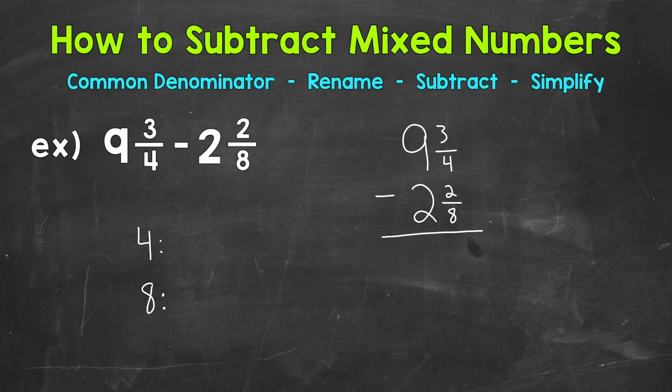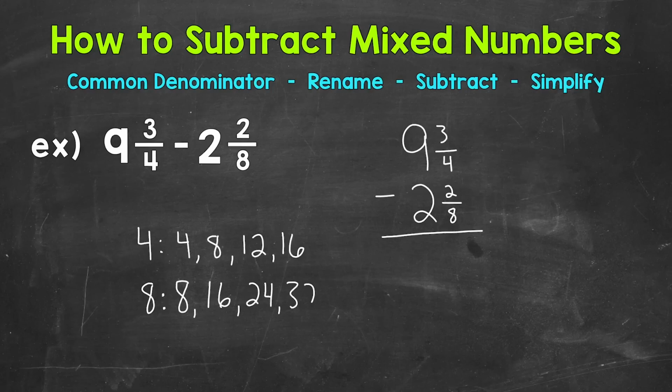So the multiples of 4, well, let's count up by 4: 4, 8, 12, 16. Now those multiples go on forever. So my suggestion, write out 4 or 5. See if you have any in common. If not, you can always extend your lists. Now let's write out 4 multiples of 8. So we have 8, 16, 24, 32.